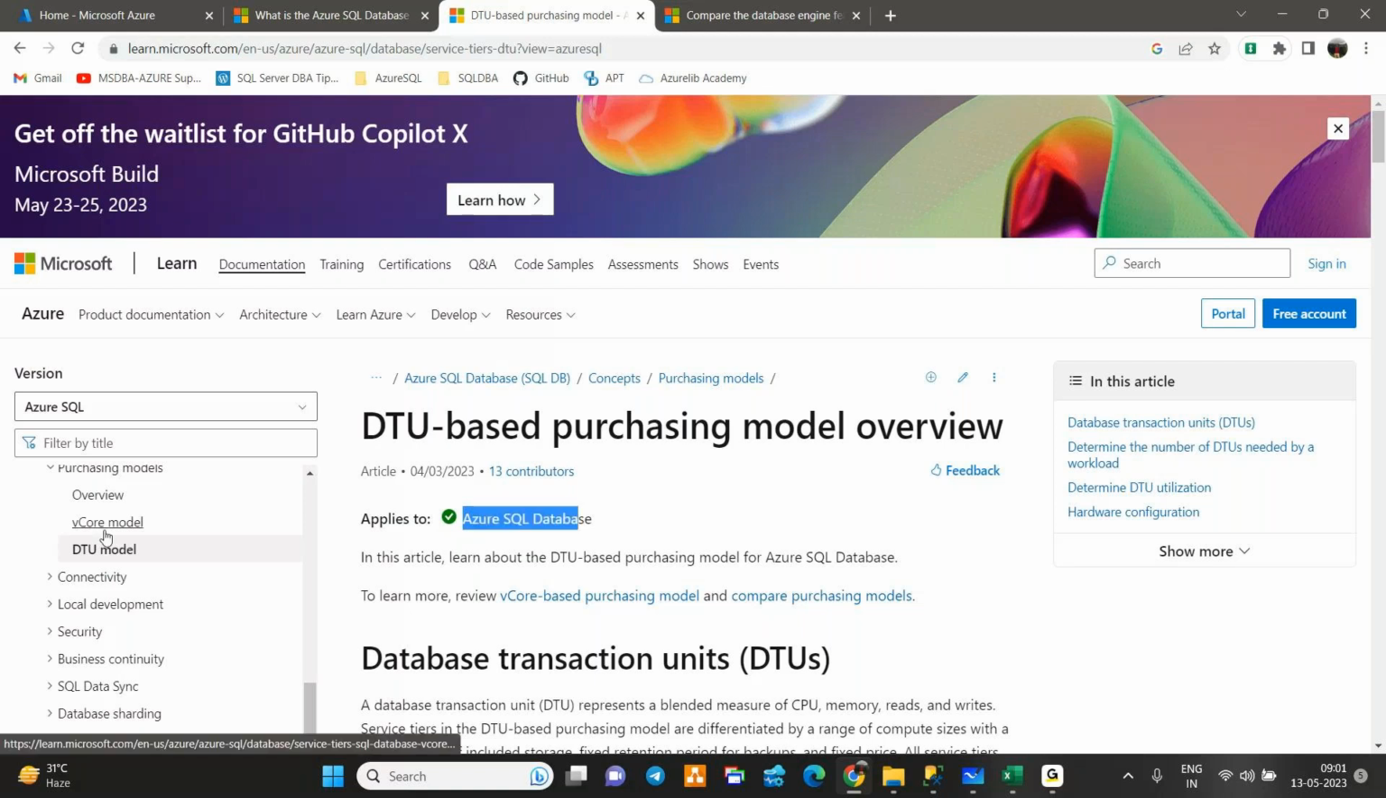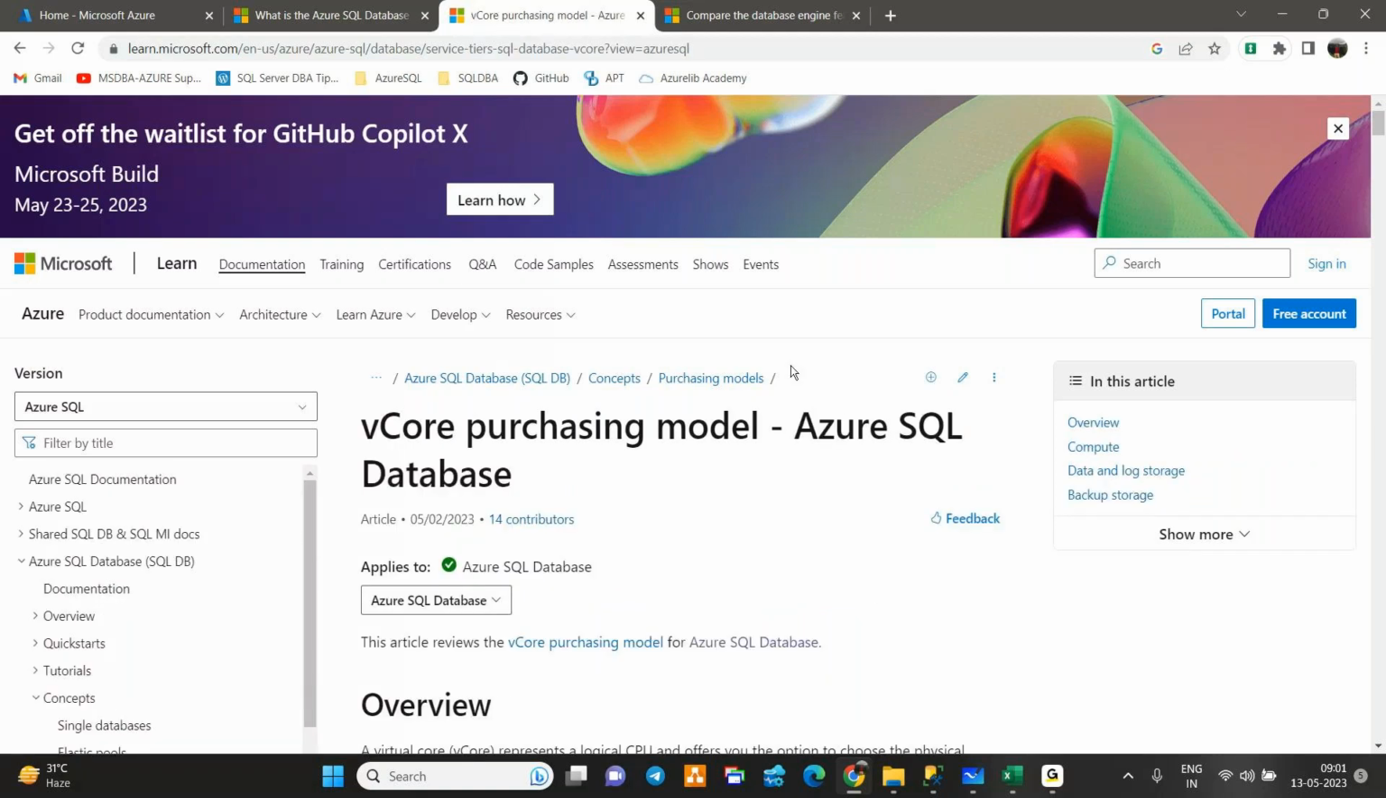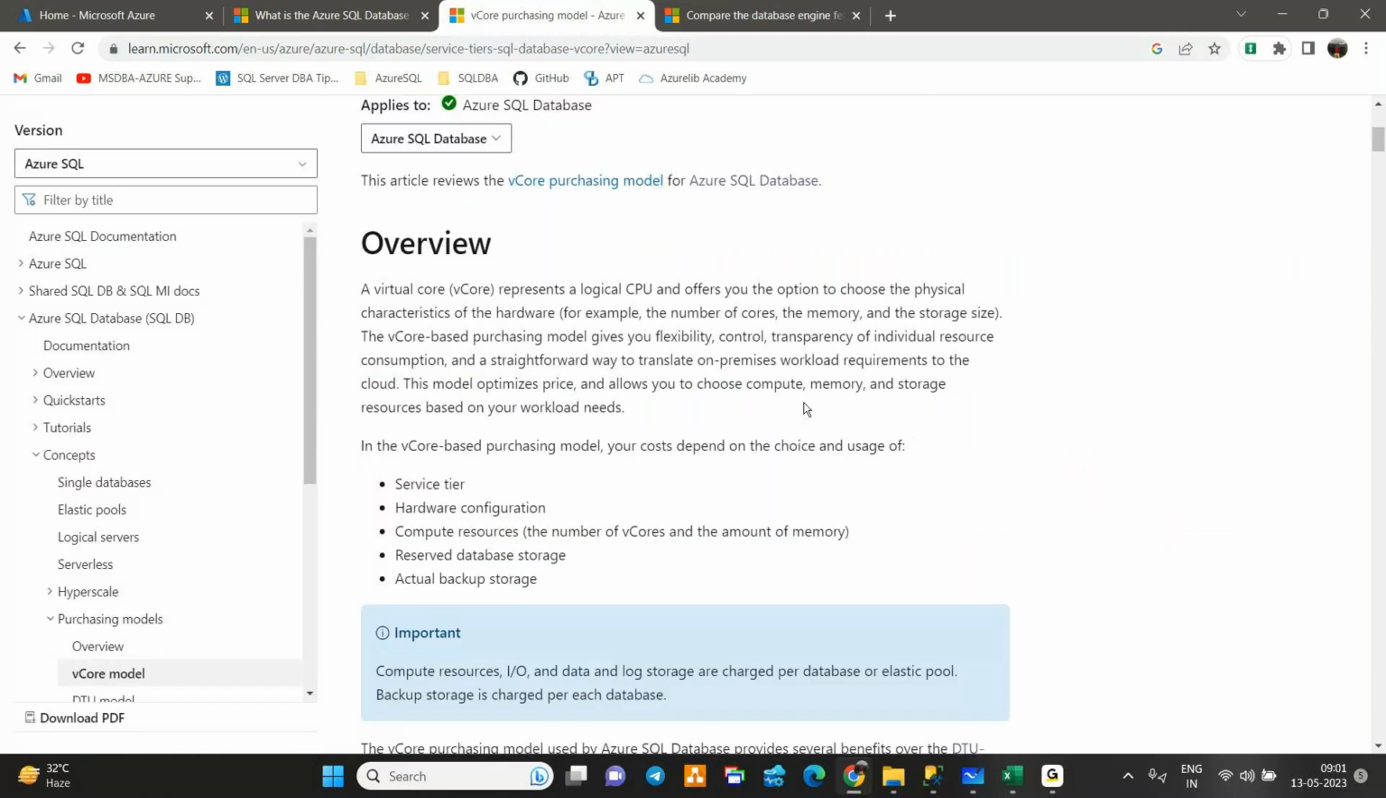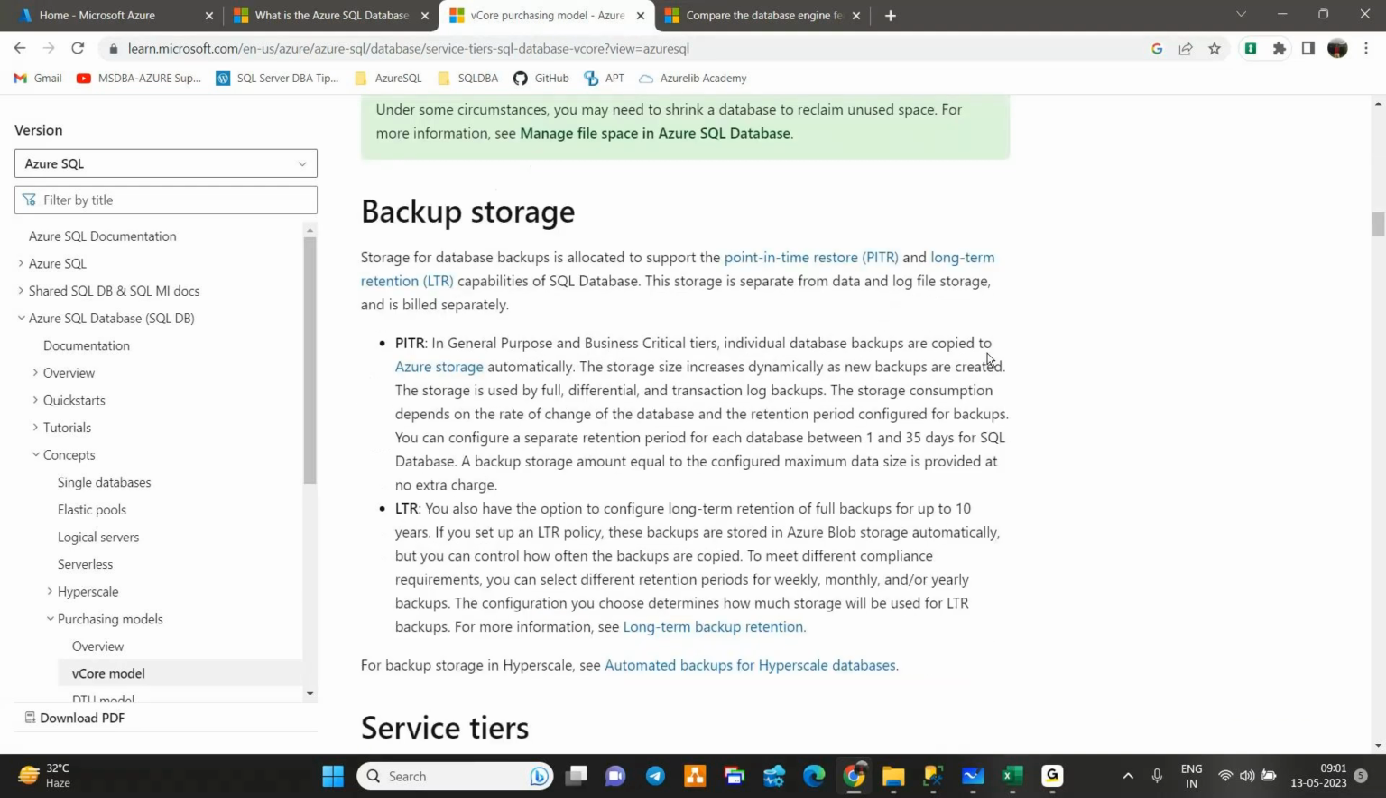vCore is nothing but the traditional model. CPU is working independently, memory is working independently, IO is working independently. Just like how our on-premises environment works, the same way vCore will also work. It's traditional.